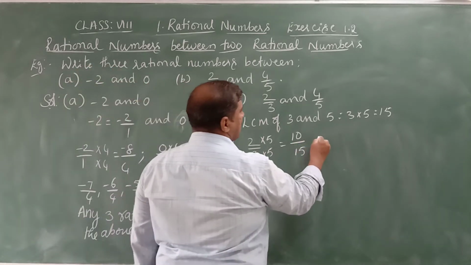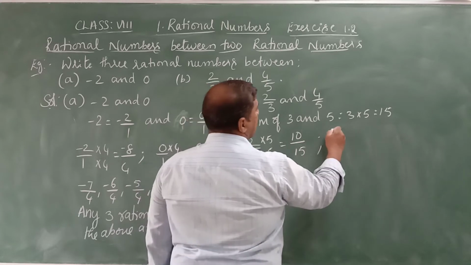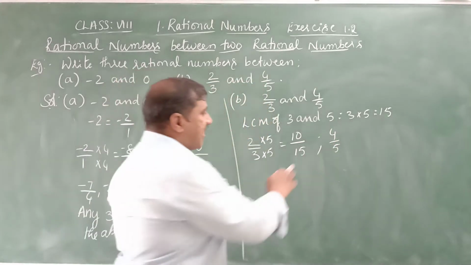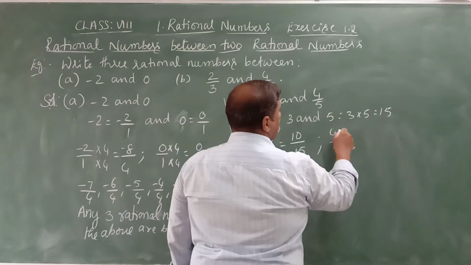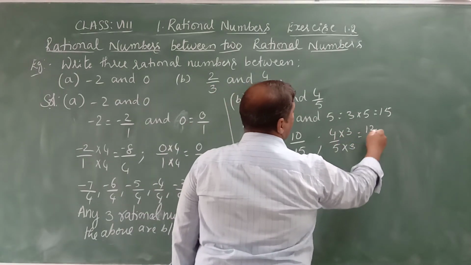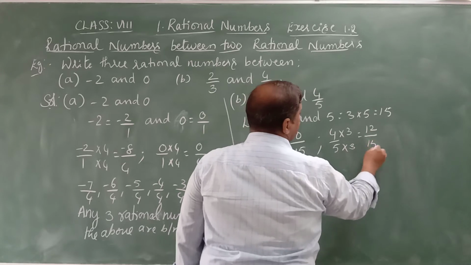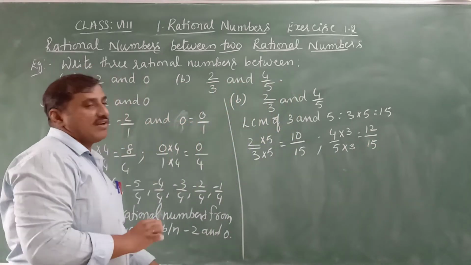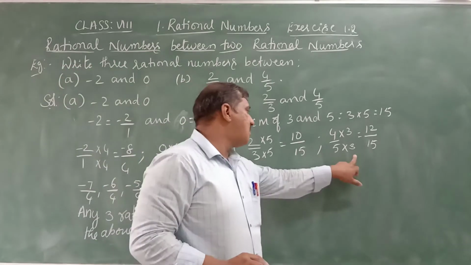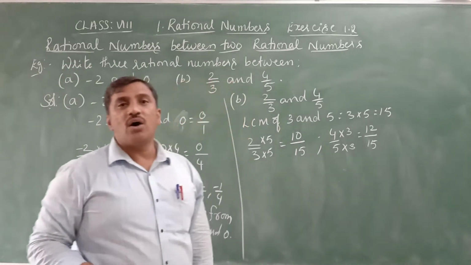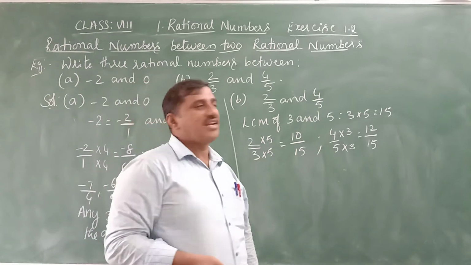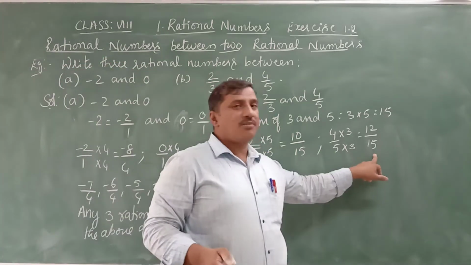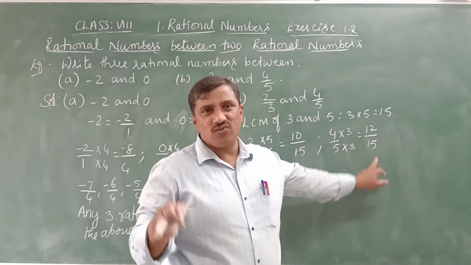Next, the second rational number, 4 by 5. Again, to get the denominator 15, 5 is multiplied with 3. Now 4 into 3 is 12, and 5 into 3 is 15. Here we have 10 by 15 and 12 by 15, with the same denominators. So now to get the required number of rational numbers, that is 3, multiply these two like rational numbers with 4, since 3 plus 1 is 4.